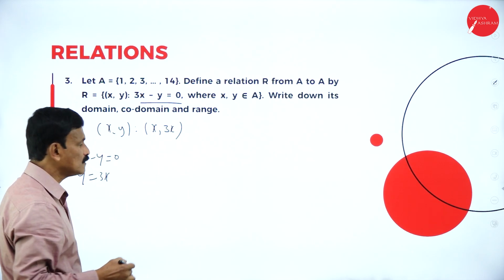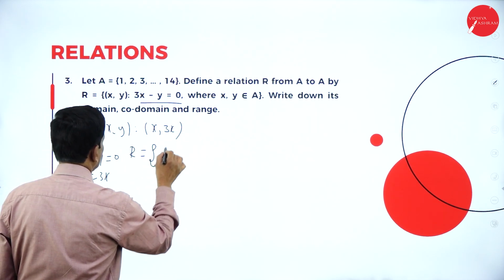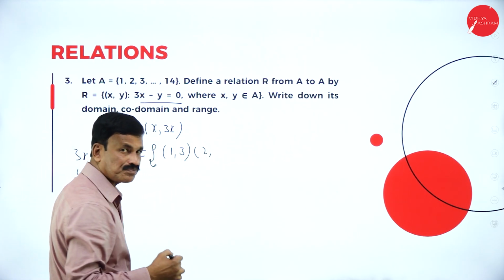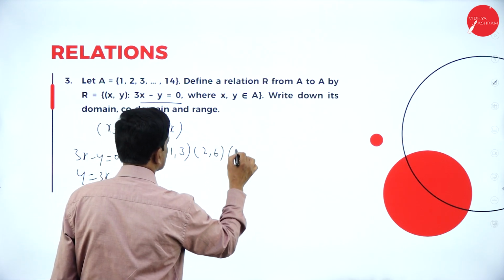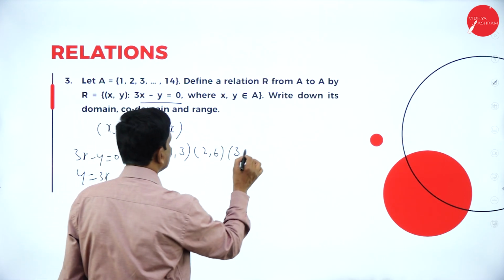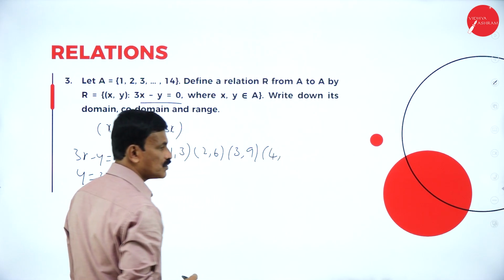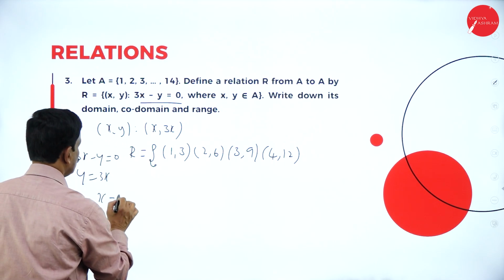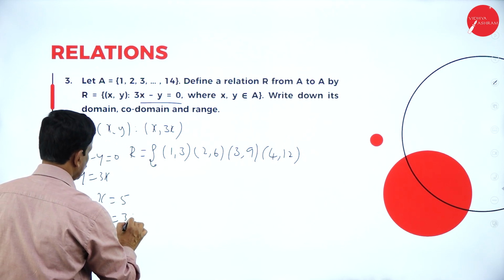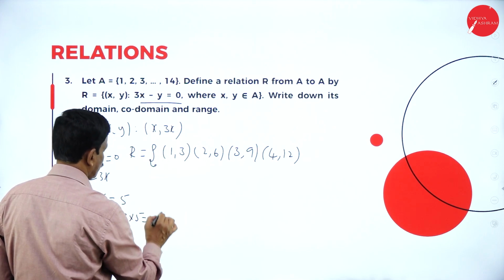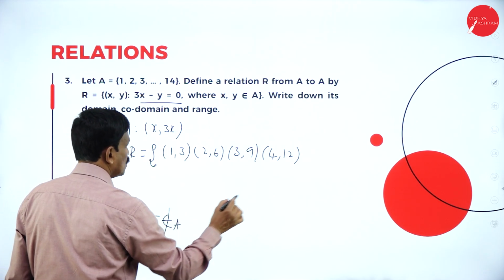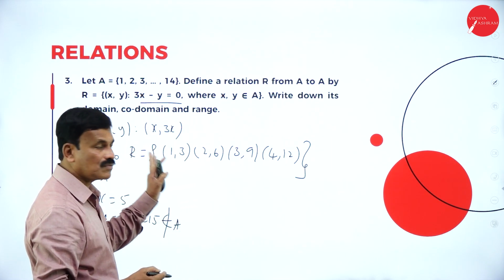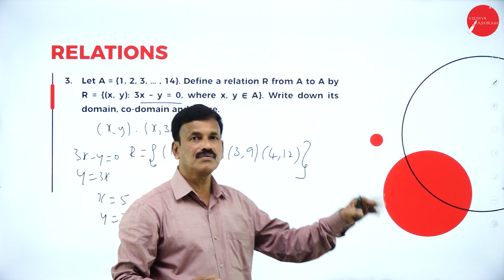So multiples of 3. Therefore the relation R: when x is equal to 1, y is equal to 3 into 1, which is 3. When x is equal to 2, y is equal to 3 into 2, which is 6. When x is equal to 3, y is 9. When x is equal to 4, y is 12. When x is equal to 5, y is equal to 3 into 5, that's 15. But 15 does not belong to the given set A. So these are the values of R. The relation R contains (1, 3), (2, 6), (3, 9) and (4, 12).